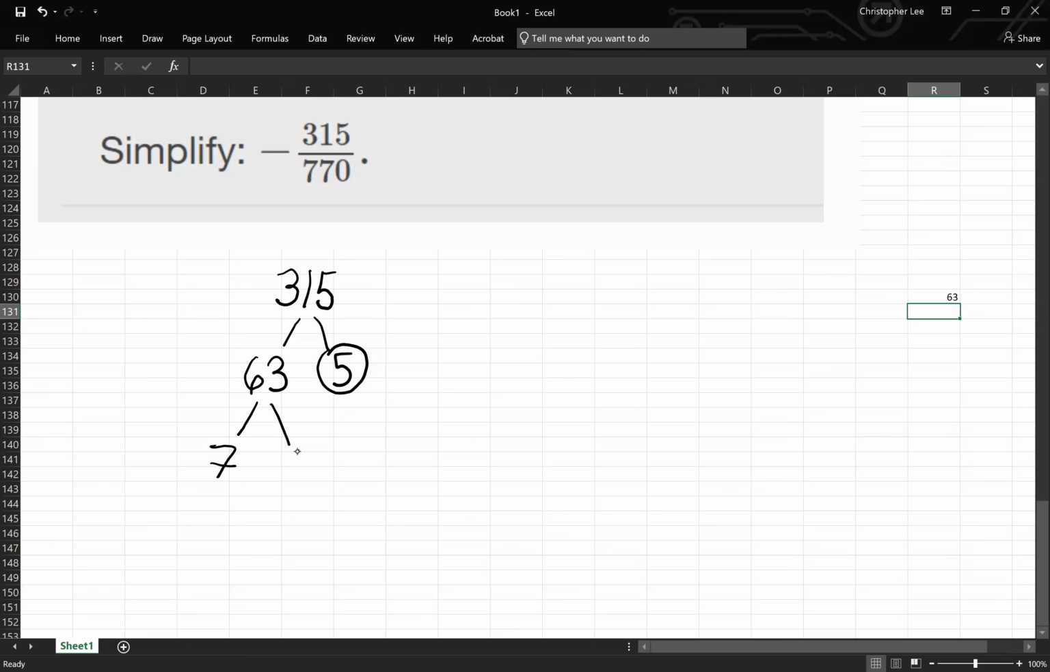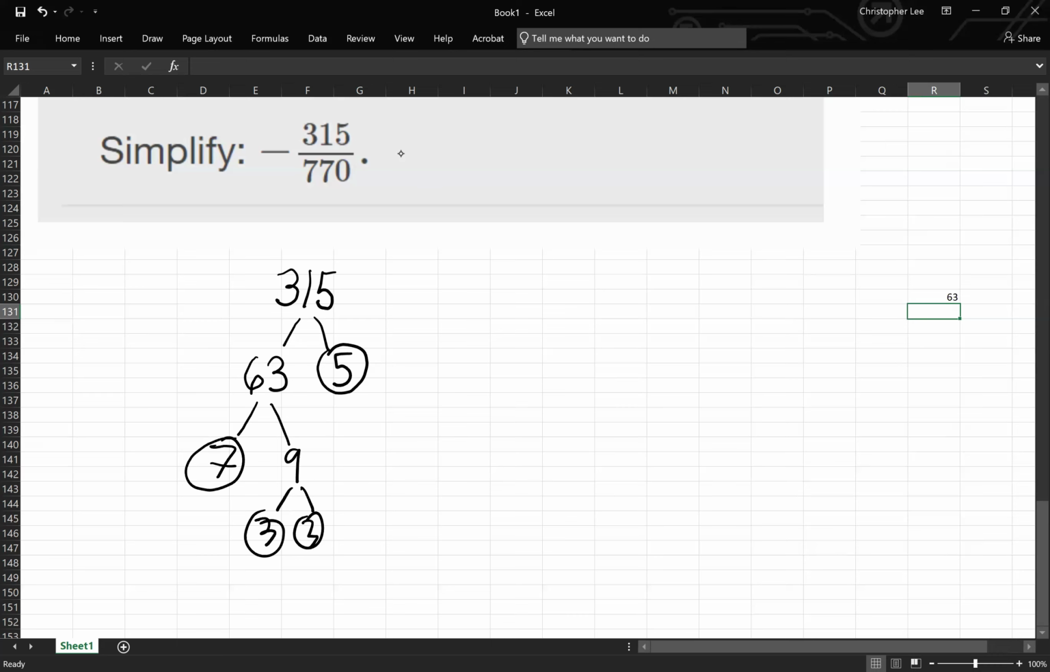So this is 7 and 9. Now 7 is prime, 9 is not. Give me two numbers that multiply to give me 9. 3, right? So 3 and 3. So these circled numbers, these are the prime factorization numbers of 315.